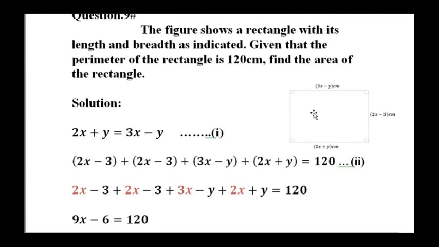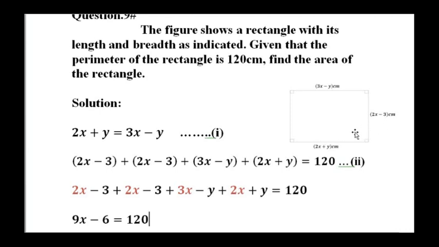Take a look at this figure. It's a rectangle with dimensions 3x - y centimeter, 2x - 3 centimeter, and 2x + y centimeter. First, let me define this geometrical shape. A rectangle is a quadrilateral with equal and opposite sides and 4 right angles.